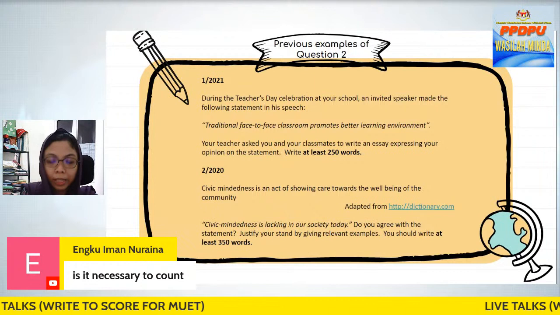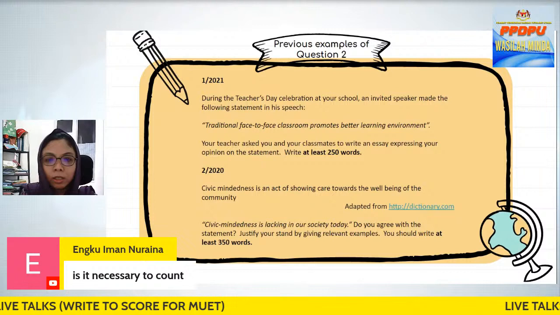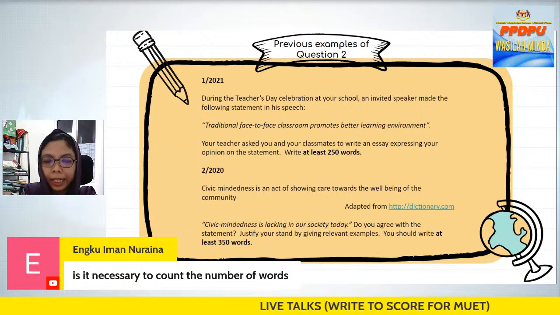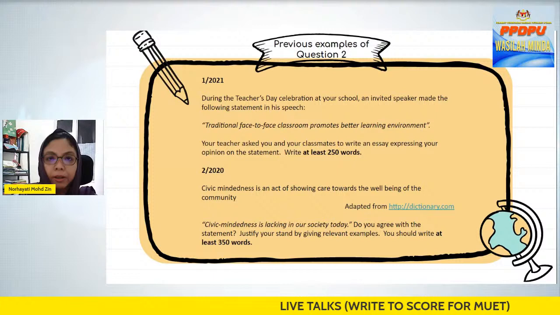During the Teacher's Day celebration at school, an invited speaker made the following statement in his speech: Traditional face-to-face classroom promotes better learning environment. Your teacher asks you and your classmates to write an essay expressing your opinion on this statement. Write at least 250 words.